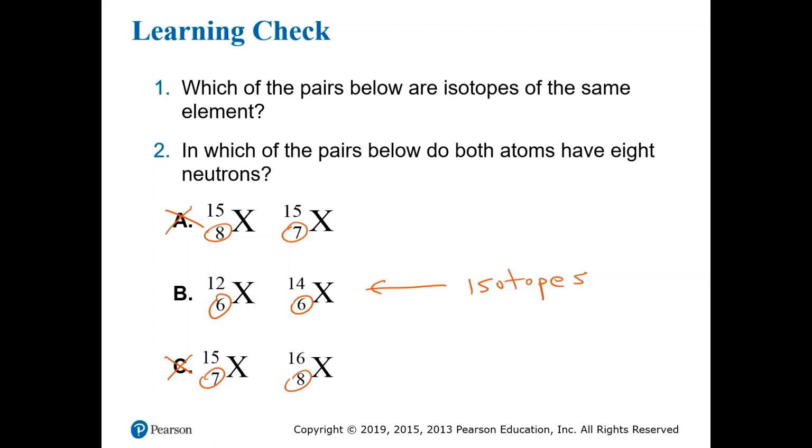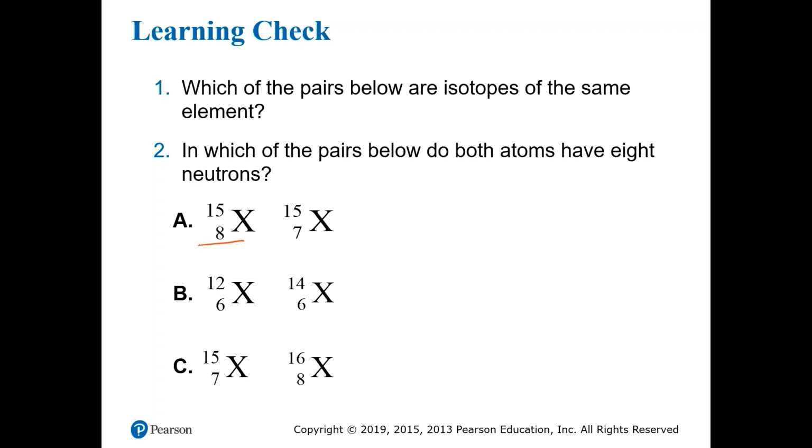Just to double check, we also want to make sure that they have different masses, right? One has a mass number of 12 and one has a mass number of 14. Then the second question is, which of the pairs both have 8 neutrons? Now this is a little bit more unusual, and in fact it doesn't give you the number of neutrons explicitly. The isotope symbol does not tell you explicitly how many neutrons, but it does tell you the mass number and the atomic number, and so by finding the difference you can calculate the number of neutrons.